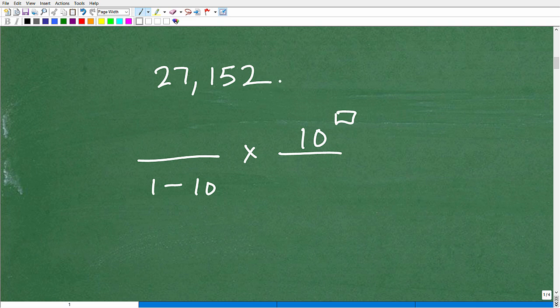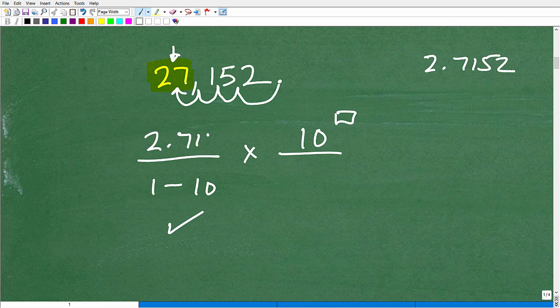So where's the decimal point? The decimal point's right there. So where am I moving the decimal point? Well, 2.7 seems to me to be a good location. 2.7152 is a number between 1 and 10, so that satisfies that part. I need to put the decimal point right in this place, so it's going to be 1, 2, 3, 4. So the answer here is going to be 2.7152 times 10 to the fourth power.